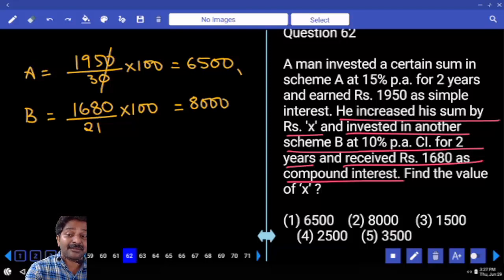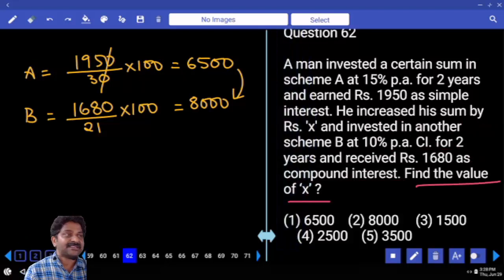That means to the number 6,500, how much is added? Find the value of X. X is difference between both the principals only. Answer 1,500. Over.